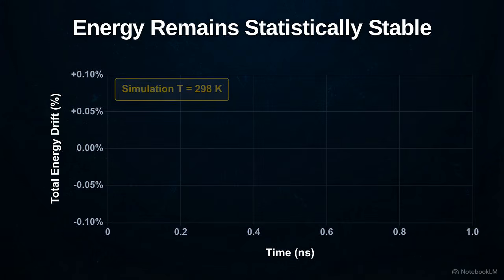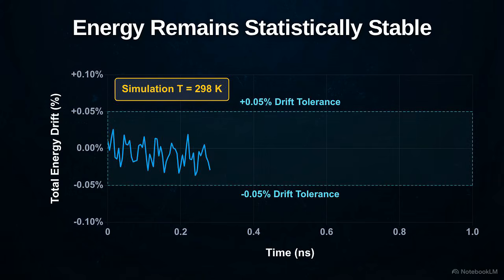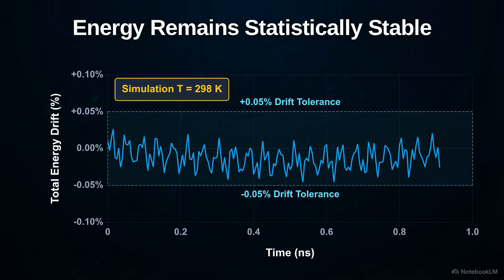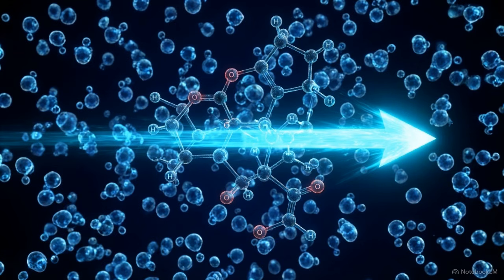We maintain the temperature of the simulation at 298 Kelvin, and the total energy drift remains under 0.05%. This verifies that any structural changes in the molecule are driven strictly by the applied electromagnetic vector, rather than a thermal artifact or excess heat.